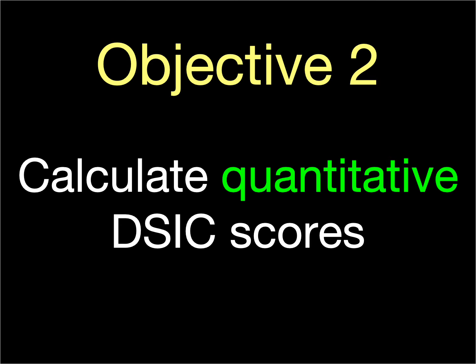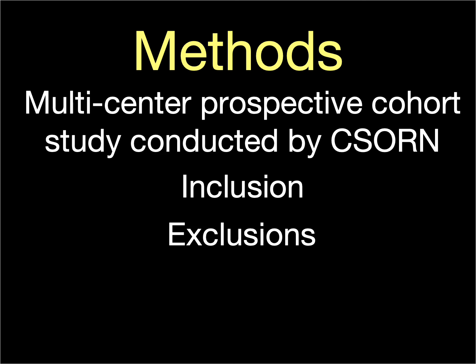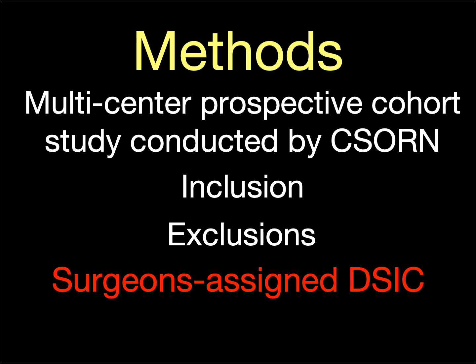With our score in hand, we then wanted to calculate quantitative DSIC scores for real patients, actual patients, and as such, we conducted a multi-centered prospective cohort study across the Canadian Spine Outcomes Research Network, or CSORN. So this was various Canadian institutions and participating fellowship-trained spine surgeons. We included patients with degenerative lumbar spondylolisthesis, and we excluded patients that had static stenosis or a slip secondary to infection, trauma, or pars defects.